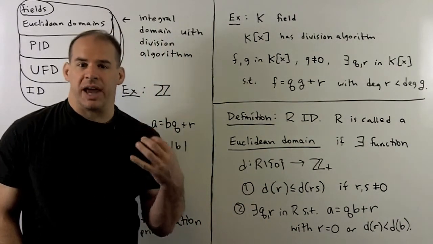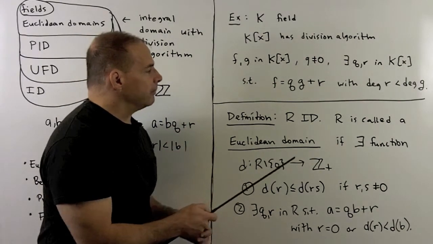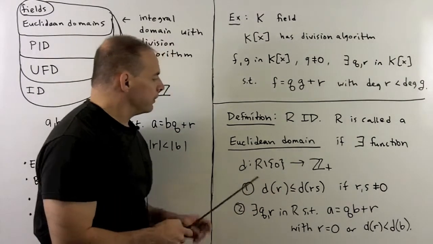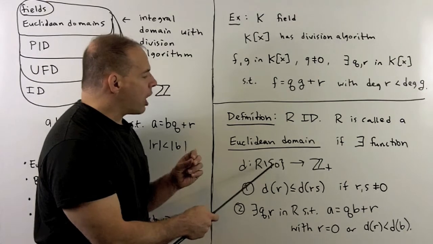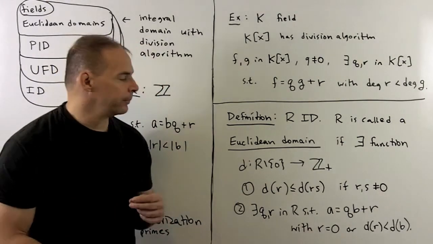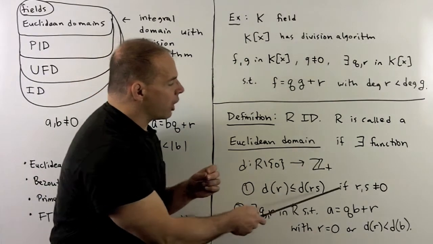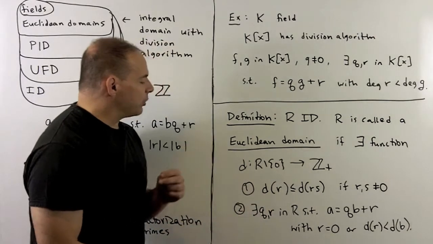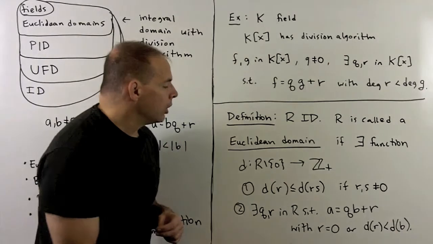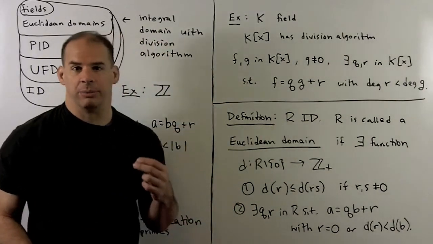So with these two examples, with the general definition of R an integral domain, we'll call R a Euclidean domain if there exists a function d on the non-zero elements of R into the non-negative integers, with the following two properties. d of r is less than or equal to d of r times s, if r and s are non-zero. And there exist q and r, such that a is equal to q times b plus r, with either r equal to 0 or d of r strictly less than d of b.